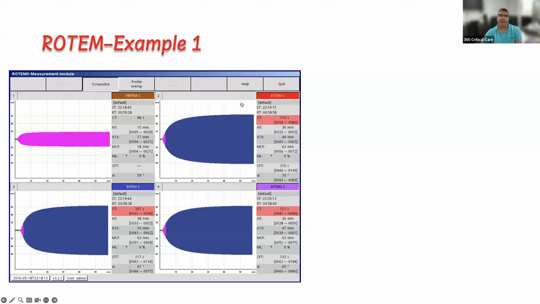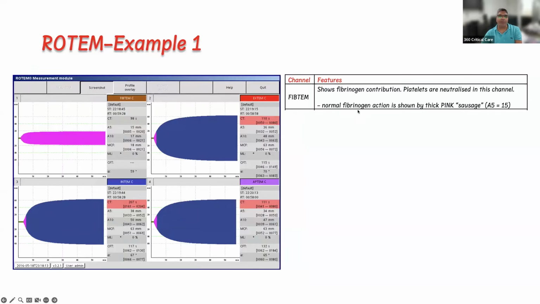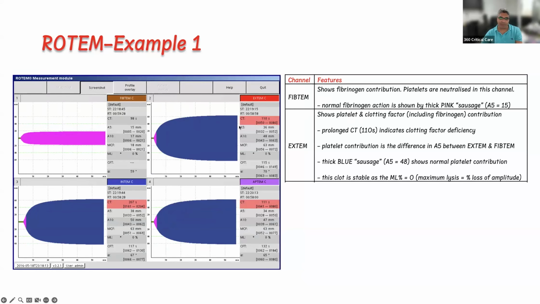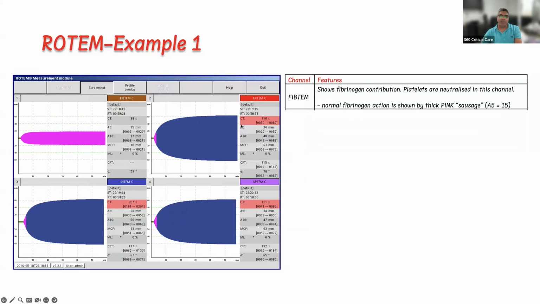Okay, let's do this step by step. All right, first one. So FIB-10. As I said, FIB-10 shows the contribution of the fibrinogen. Platelets are neutralized in this channel. We discussed that. So in this case, the FIB-10 A5 is normal. It's 15. So that's normal. There's no issue with the fibrinogen here.